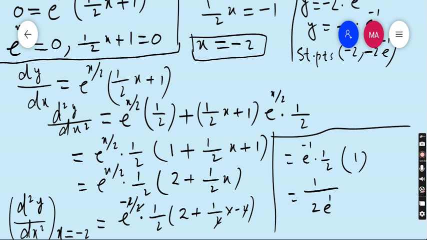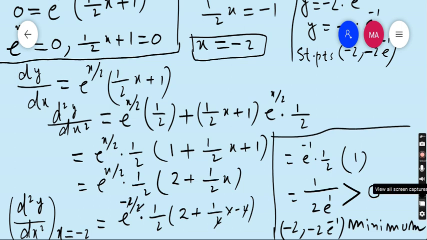or you can write this as 1 upon 2 e power 1. Students, if you find the value of 1 upon 2 e power 1 from your scientific calculator, you will get the positive value. Positive value means greater than 0, and you know, if the answer of the second derivative is positive, then our stationary point must be a minimum. Hence minus 2, e power minus 1 is a minimum. We have to write it is minimum.